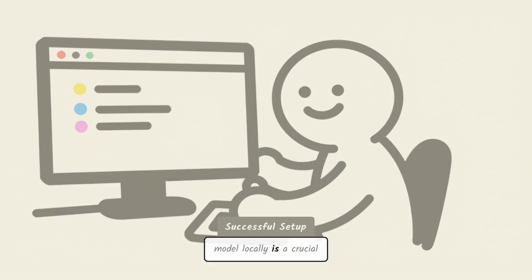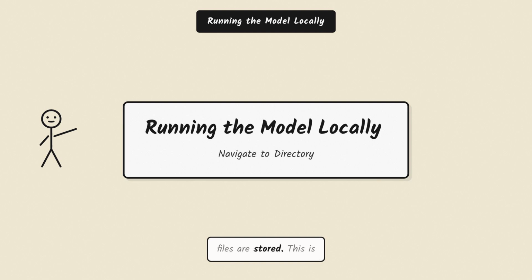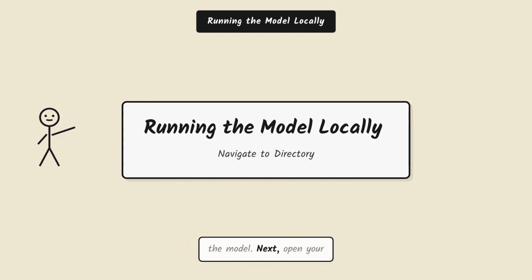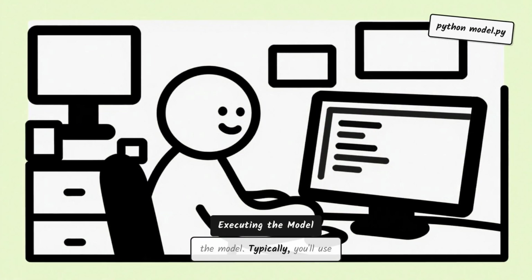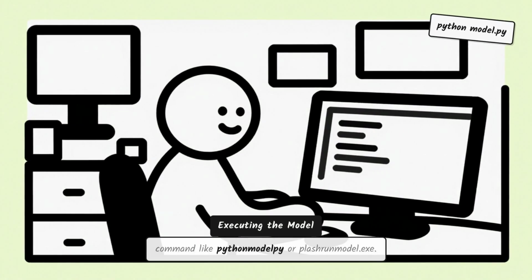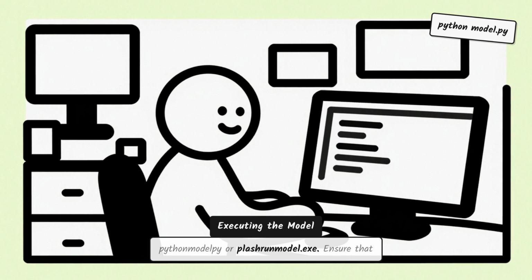Running the model locally is a crucial step for testing and development. First, navigate to the directory where your model files are stored. This is your starting point for executing the model. Next, open your terminal and execute the command to run the model. Typically, you'll use a command like python model.py or ./run_model.sh.